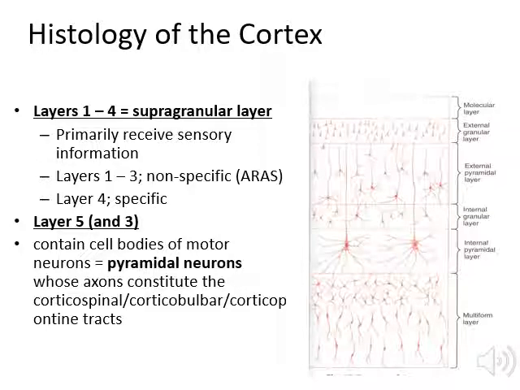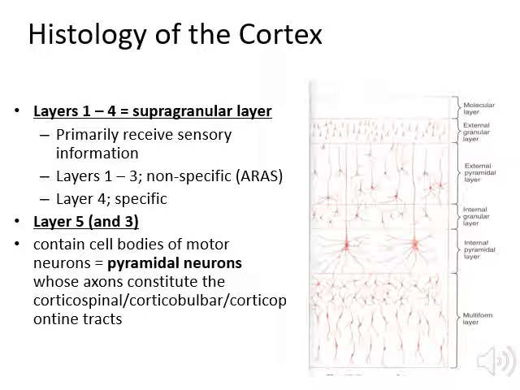The upper 4 layers are called the supragranular layers, and they basically receive mostly sensory input. That's more important in the postcentral gyrus, which is a primary sensory cortex. Layers 1 to 3 receive non-specific sensory input coming in, like from the ascending reticular activating system. So non-specific sensations synapse on neurons in the top three layers. Layer 4 is more specific. That's where you know exactly where the pain is located. That information goes more into that fourth layer.